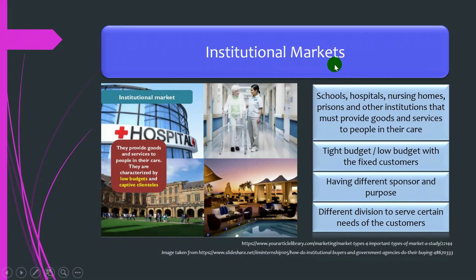Next, we have the institutional markets. If you see that I put a picture over here like hospitals, schools or college. So you see that here it's written down that they provide goods and services to people in their care, and then they are characterized by their low budgets and captive client lists. As mentioned before over here, the examples are schools, hospitals, nursing homes, prisons, and other institutions that must provide goods and services to people in their care.